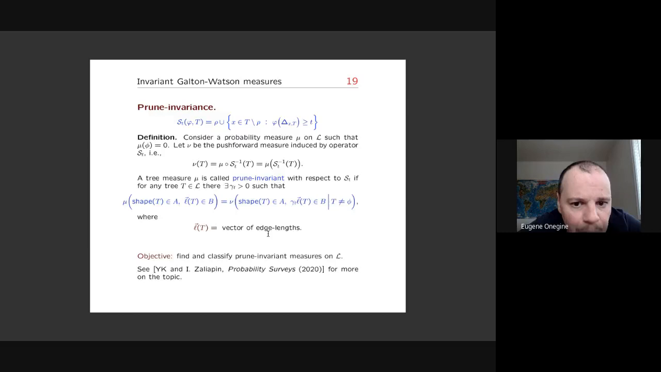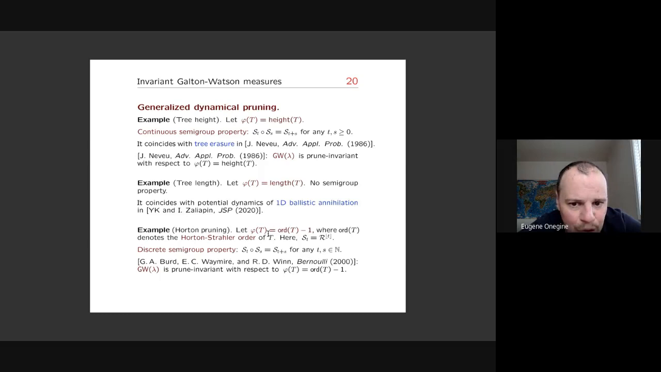Until now, such invariance was shown only for the critical binary Galton-Watson trees with exponential edge lengths. For example, when phi was the height function, then in the celebrated work of Neveu in 1996, it was proven that critical binary Galton-Watson trees are prune invariant under this tree erasure procedure.